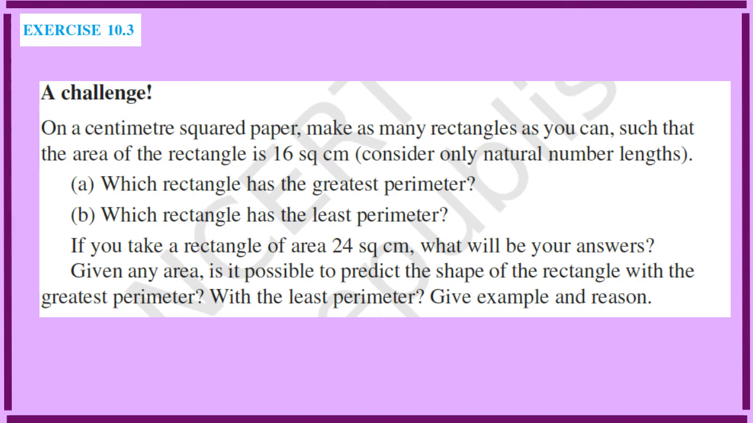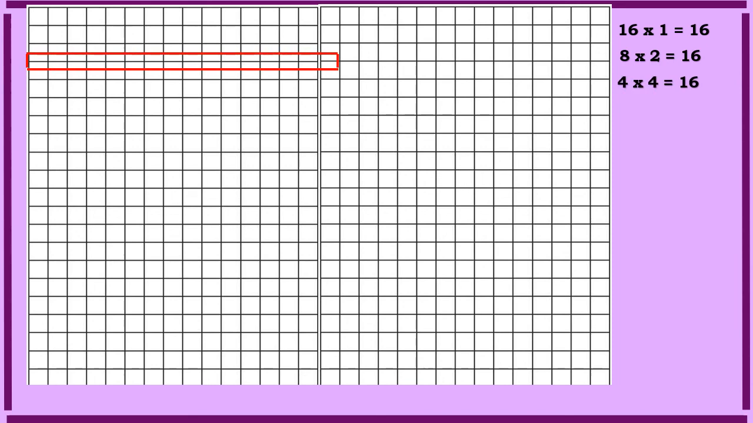So let us do it. Centimeter square paper. First 16. If you want to get 16 as the area, we know the area of a rectangle is length into breadth, is it? So here if I take 16 as the length and 1 as the breadth, 16 into 1 is 16. Then what other combination where I will get 16 when I multiply two numbers? Think fast. Yes, 8 into 2. Nothing else? Yes, 4 into 4.